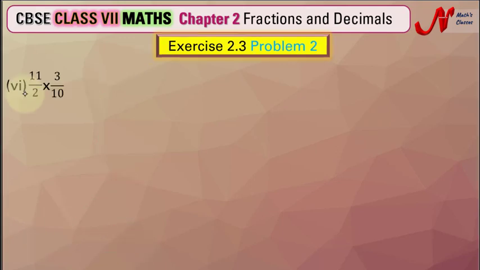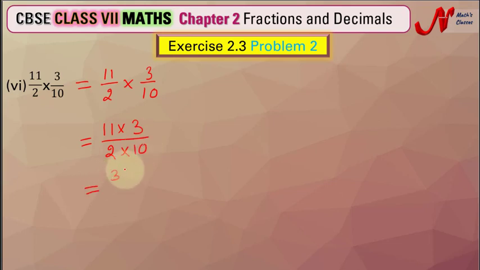Now we solve the sixth bit of the problem 2. Here given 11 by 2 into 3 by 10. Here no cancellation is possible, so we can write it as 11 into 3 divided by 2 into 10. 11 3s are 33 divided by 2 10s are 20.